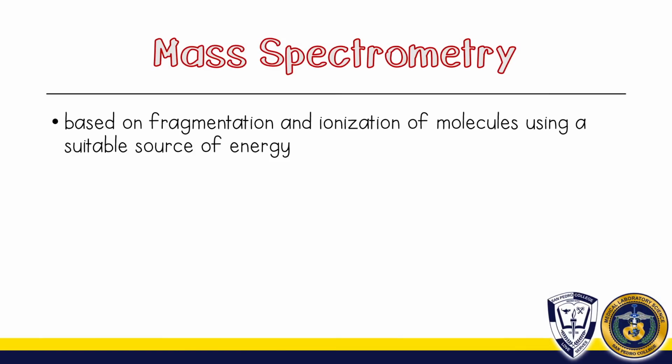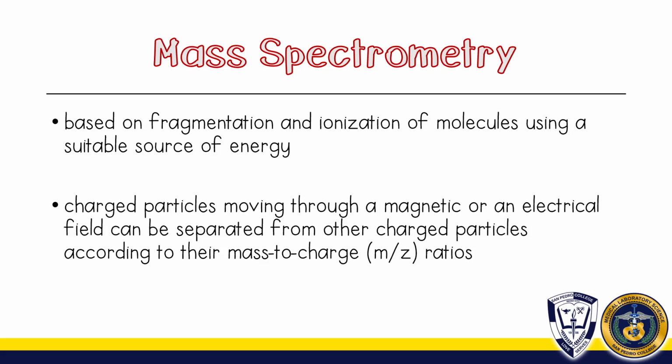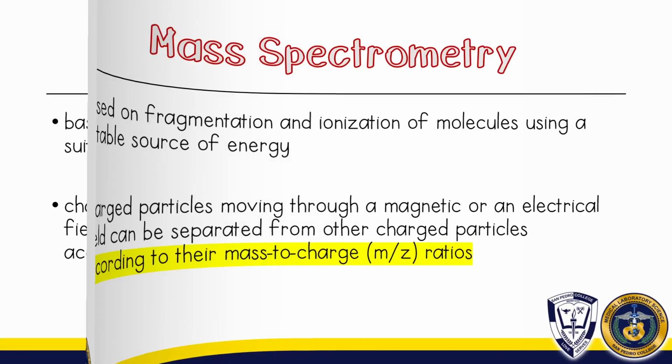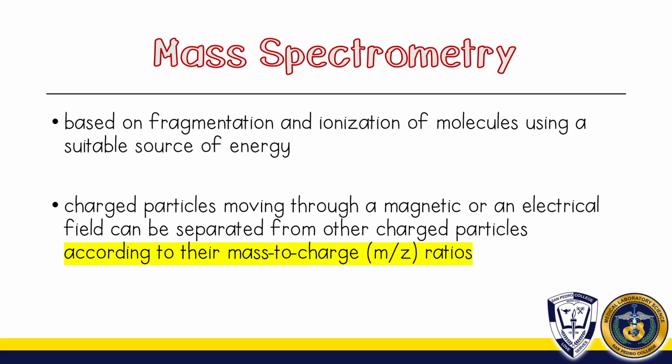Now, mass spectrometry is based on fragmentation and ionization of molecules using a suitable source of energy. Charged particles moving through a magnetic or an electrical field can be separated from other charged particles according to their mass to charge or MZ ratios. So to emphasize that your mass spectrometry measures or separate your different components according to the mass to charge ratio.